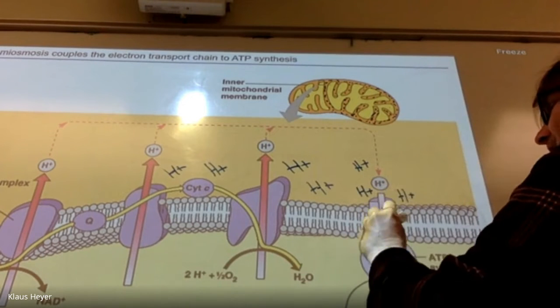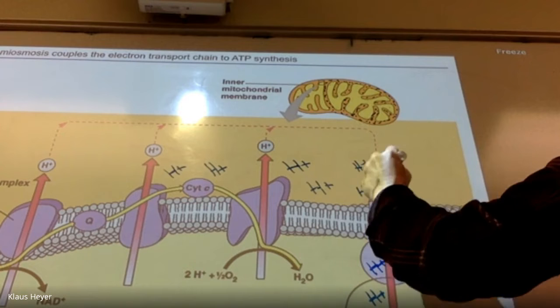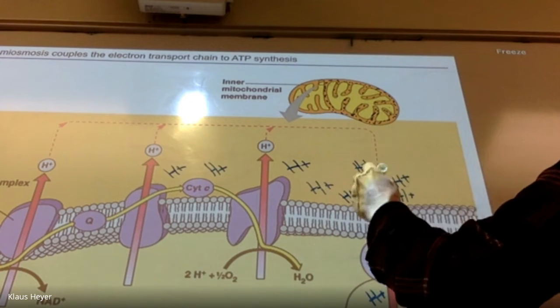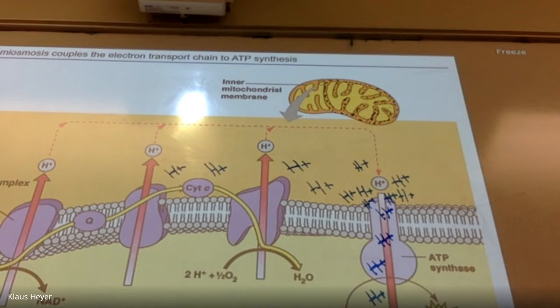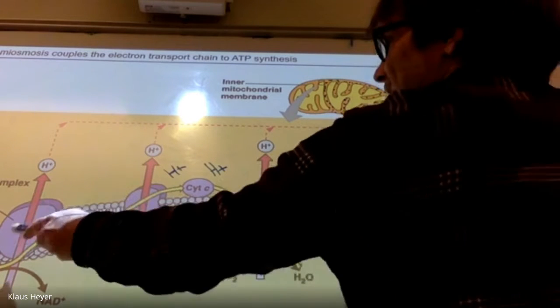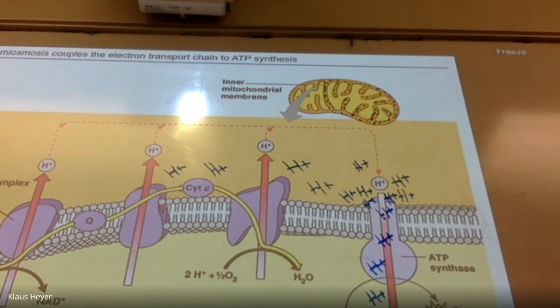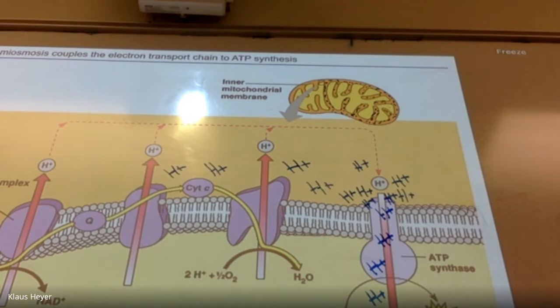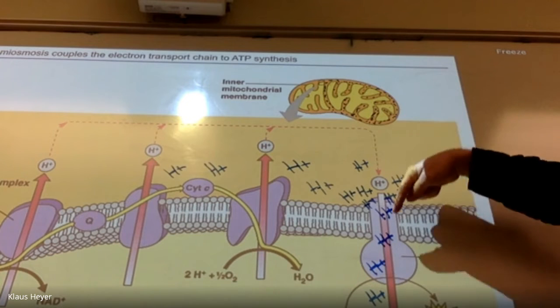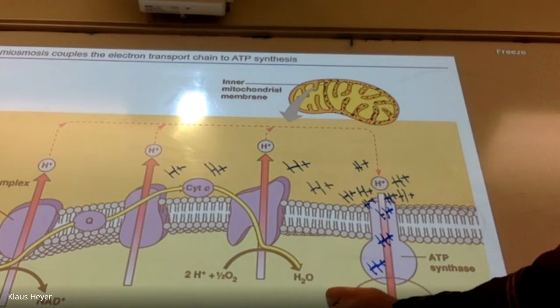You can only come in through here. They're all going to bottleneck in a few of these places. So we pumped them out in many places, and they're going to come back through by diffusion, passive transport, naturally, but only in a few places. So it's like a bottleneck, like a dam, where you're damming up water and then letting it come through one turbine. When you let them through, it's like turning that mill, that water wheel that's powering the putting together of ADP and P.